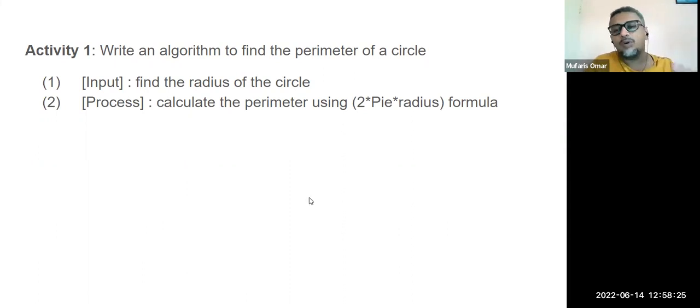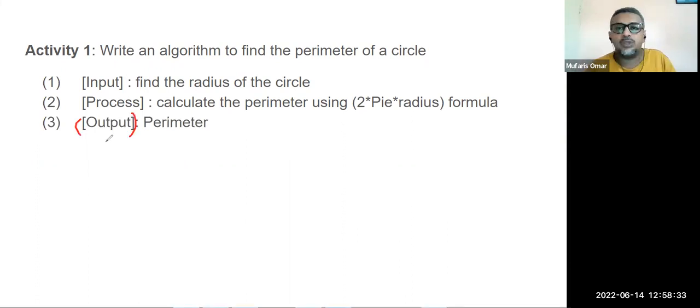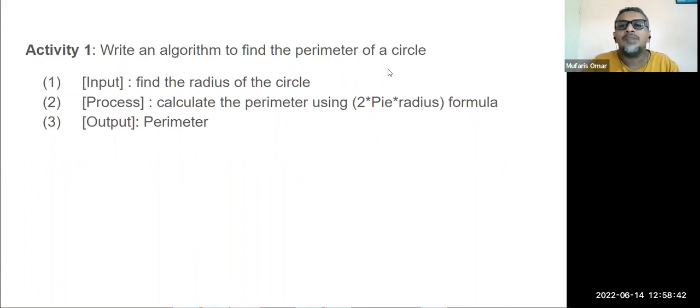That's the process, but we don't write it. We don't write the process. I included it just to explain this, that's why it's in brackets, but you don't need to write that. Finally, the output is the perimeter. You can say find the perimeter, or the output is perimeter. So this is how we write an algorithm.